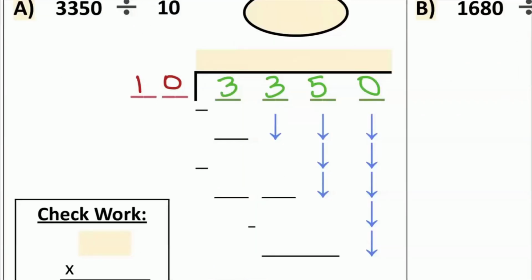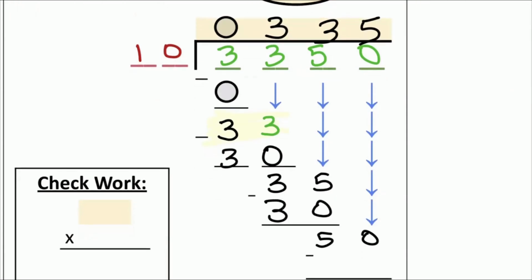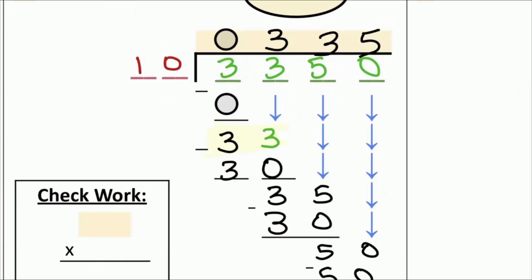Here's the first step for problem A. Make sure you have this down. The next step is 10 fits into 3 0 times. And then you should have brought down the 3. So the new number you're working with is 33. 10 fits into 33 3 times. Check each step of the way. And your answer is 335.